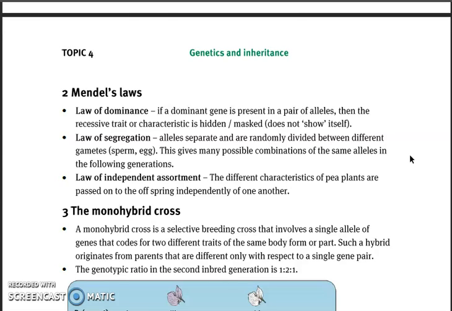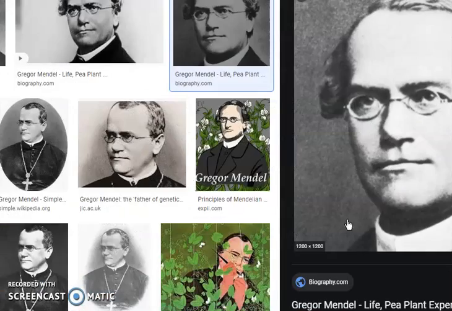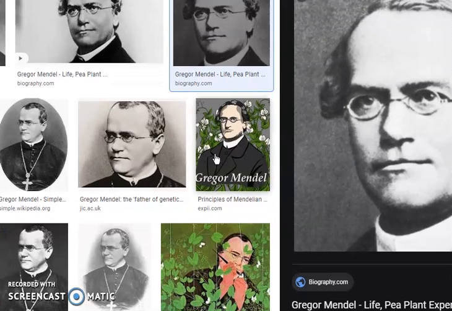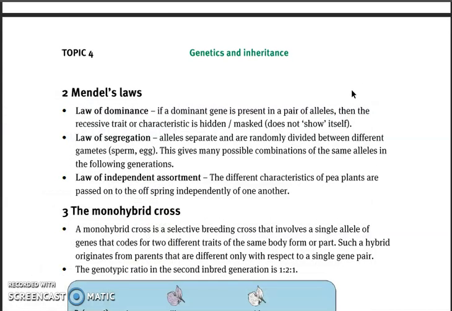Okay, so let's look at Mendel's laws. First of all, who is Mendel? He's this old-looking guy over here. Mendel, Gregor Mendel. So basically, Mendel studied different aspects of a plant.